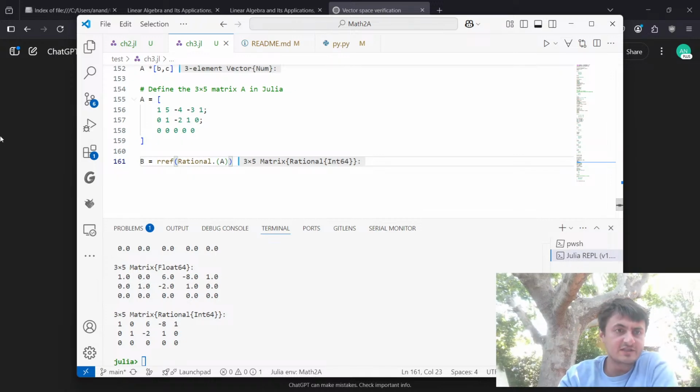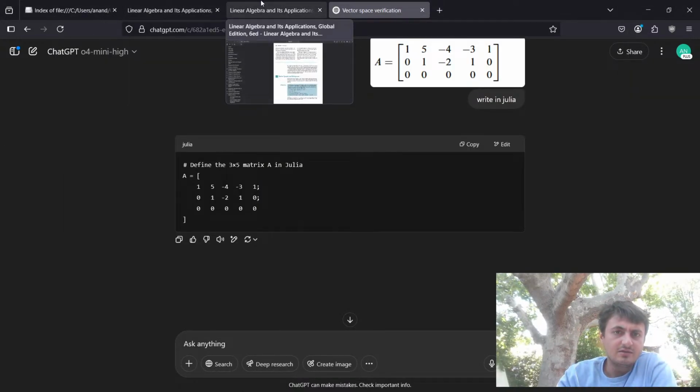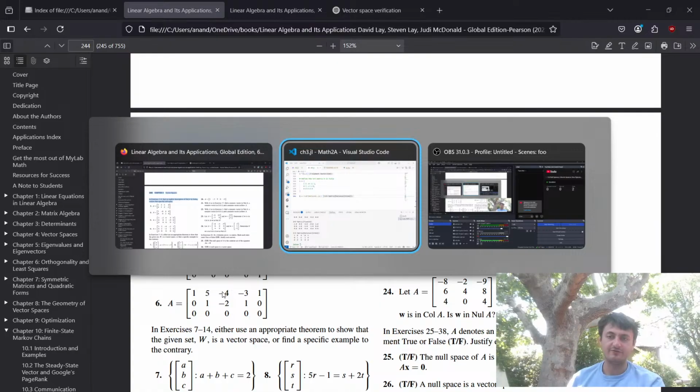So we're trying to find an explicit basis of the null space. We're trying to find a spanning set of the null space. Find an explicit description of null A by listing vectors that span the null space. So since null of A is contained in Rn, which is equal to R5. Okay, good. Yes. So there's no confusion here.